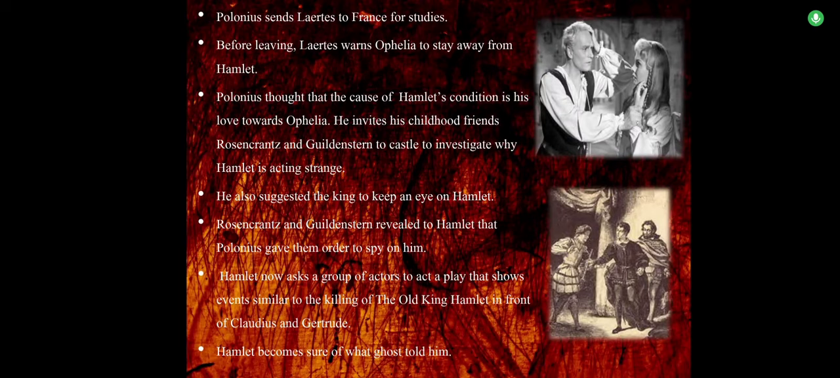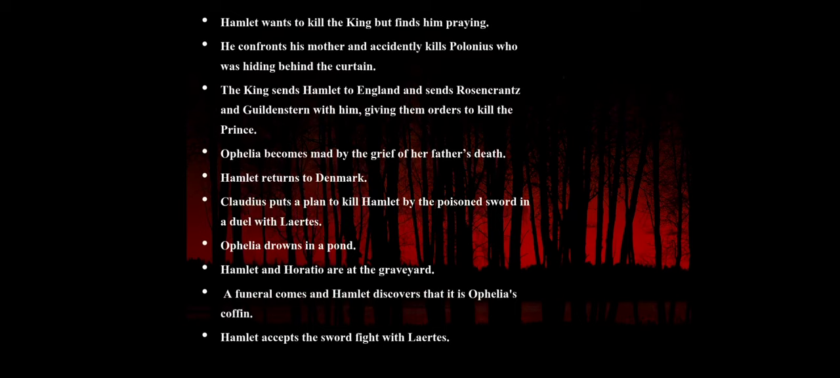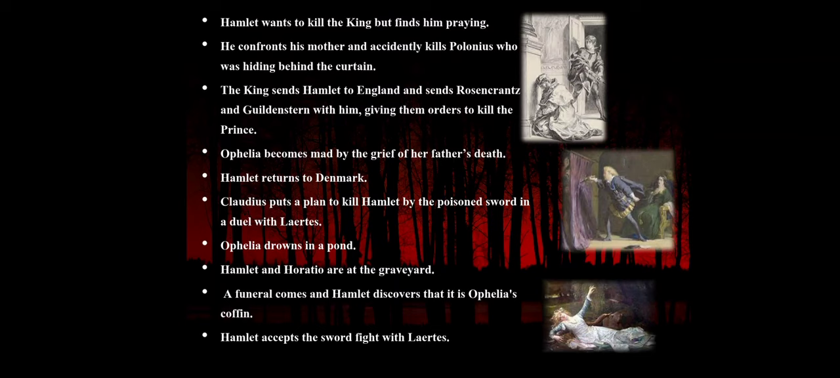His guilt was confirmed. The ghost was right. Claudius now understood that Hamlet was actually acting mad. Gertrude now calls Hamlet to meet her in a room. While going, he saw Claudius alone in the room. Hamlet had the chance to kill him, but he did not kill him because Claudius was praying. He thinks that if he kills Claudius while praying, his soul will be sent to heaven and not to hell.